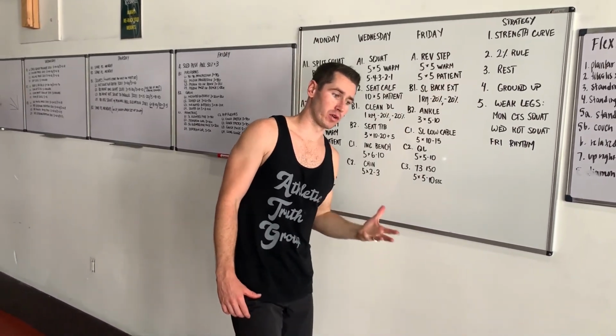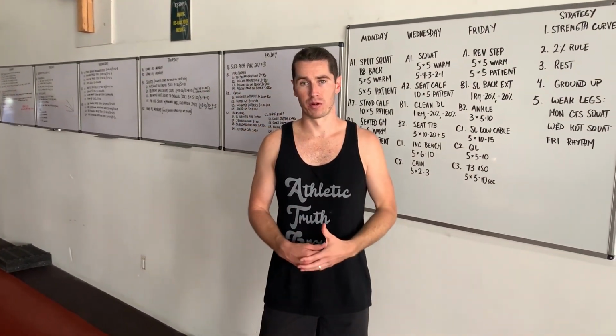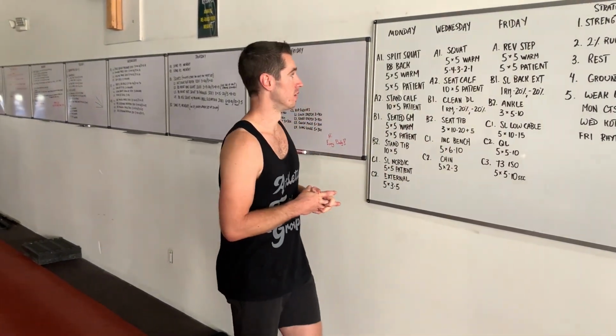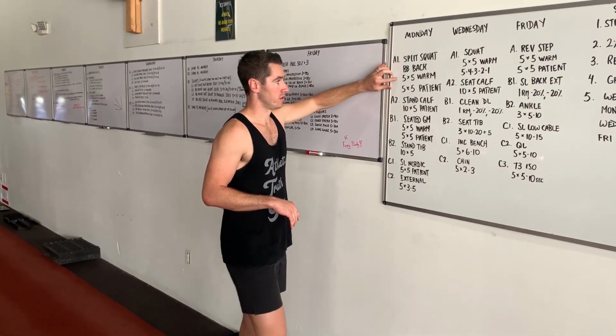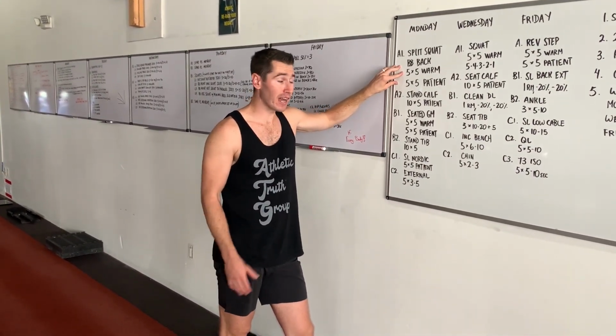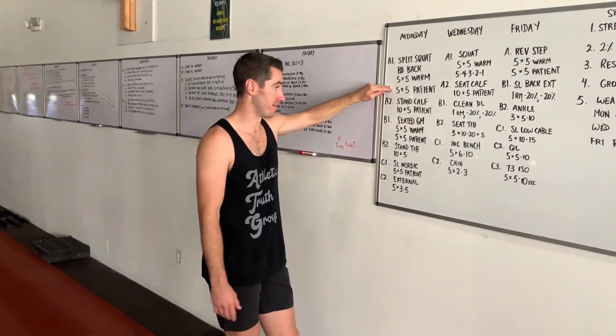I've been saying build from the ground up for a while now. ATG, we build from the ground more than any other program, but still not as much as I know we need to. For example, split squat: you'll start with body weight only for the first set. You'll do 5 sets of 5, gradually working your way up to your first working set of 5.